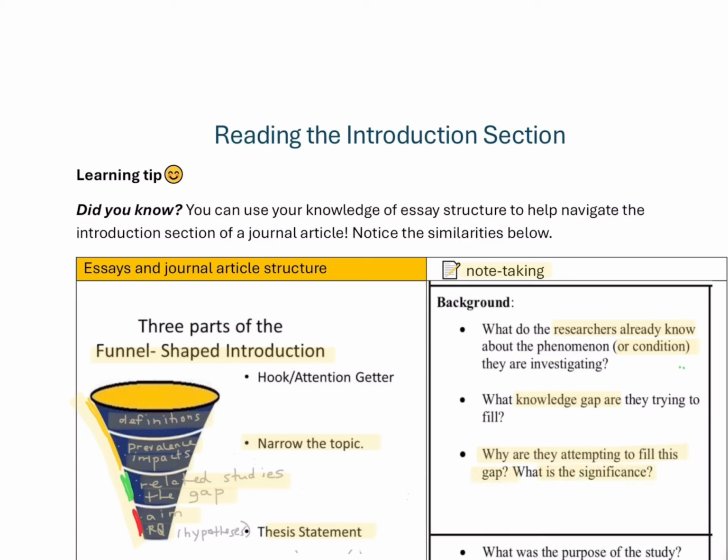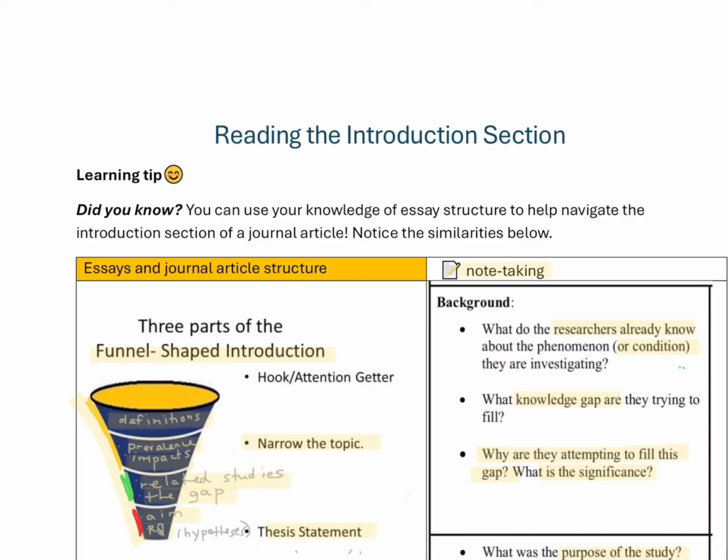Then, as you move towards the end of the introduction section, very clearly the researchers will state the aim or the purpose of their study, and they will clearly state what their research question or questions are. If you have a random controlled trial, they might even say what they expect the results will be, which is the hypothesis.